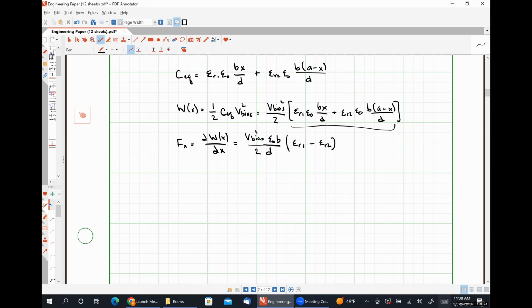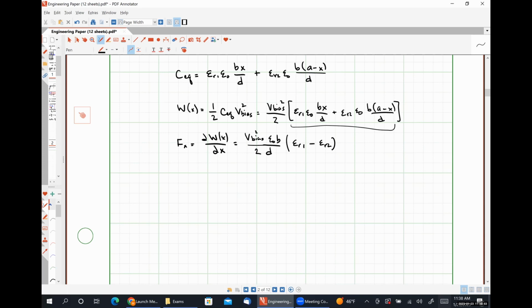It looks very similar to what we saw earlier. It's simple area tuning, just like we saw with our capacitive comb drive here. But the force that's generated is proportional to the difference in dielectric constants of our material.